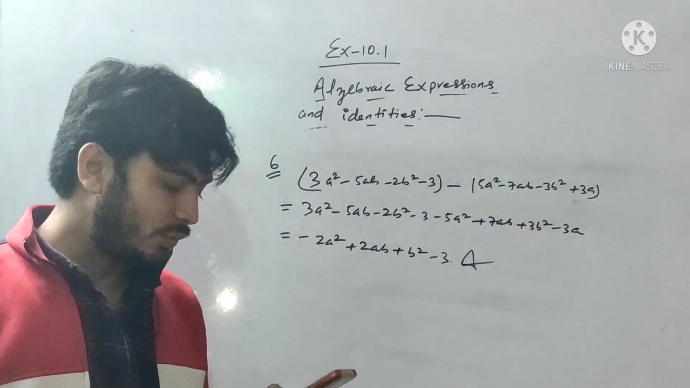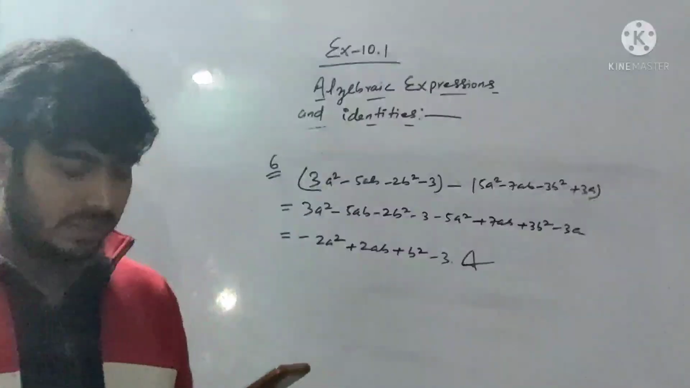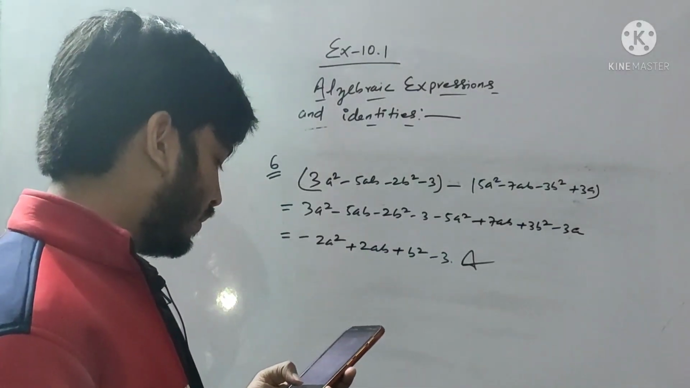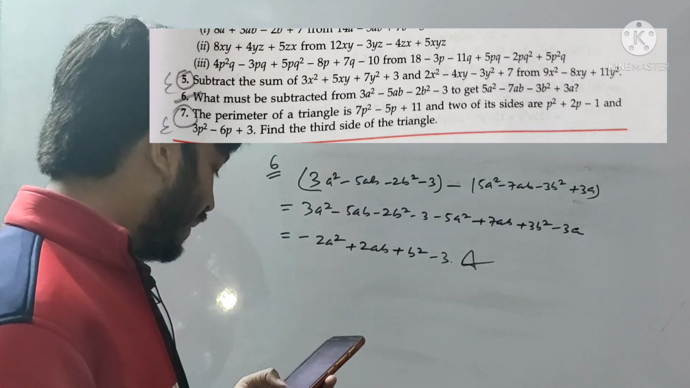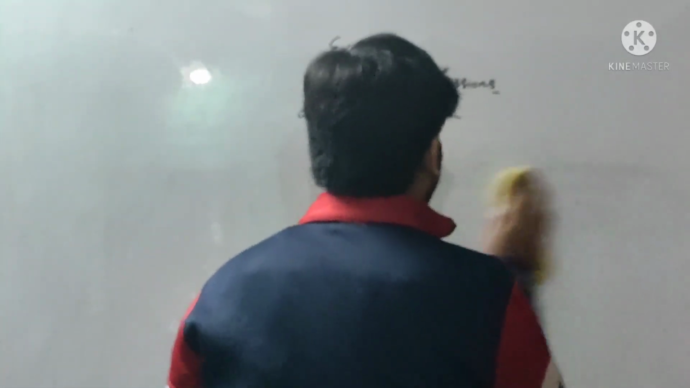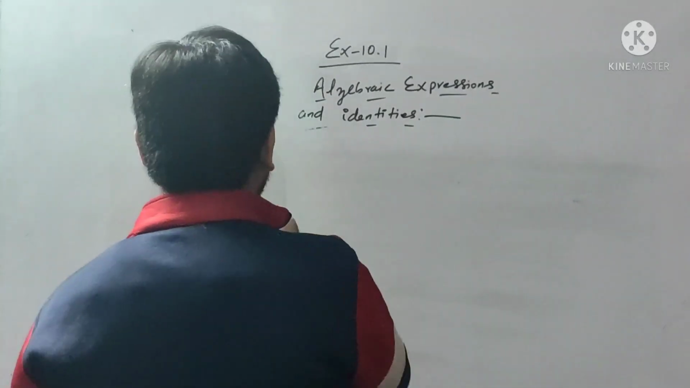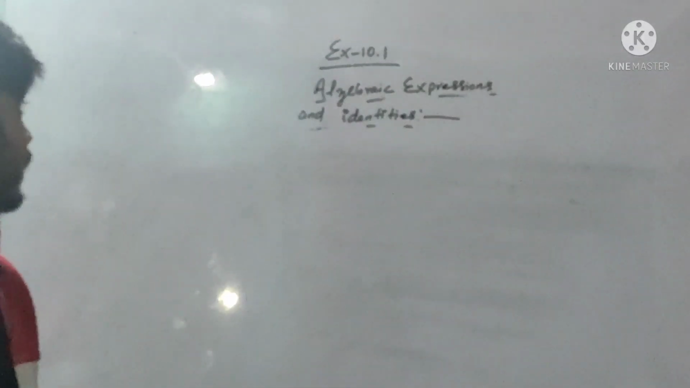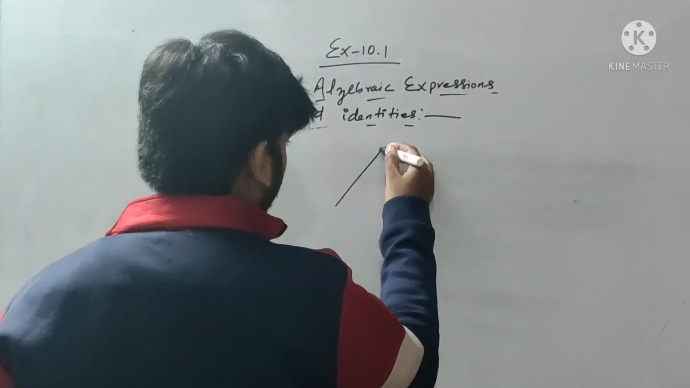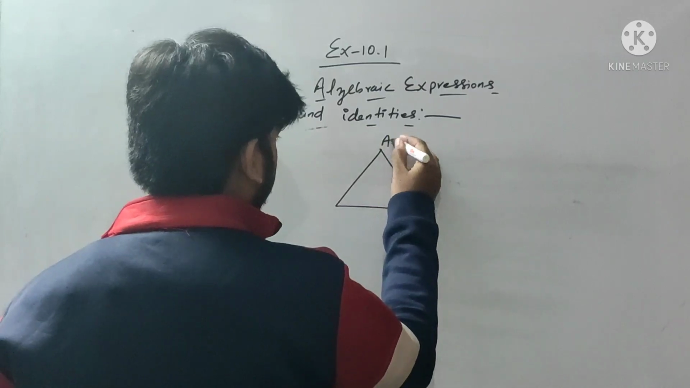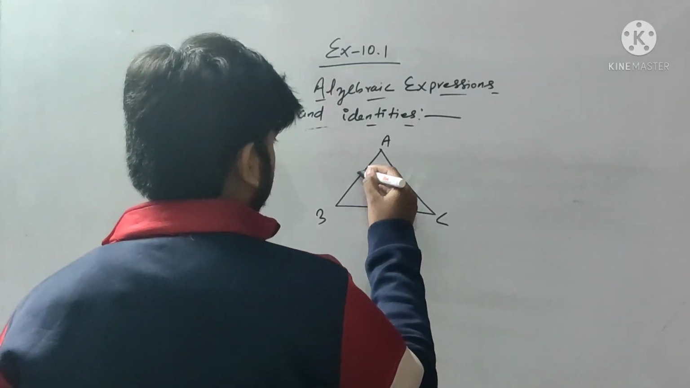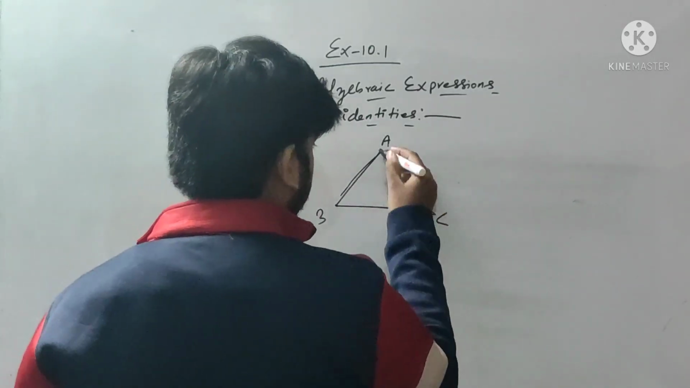Now here is the last question of this exercise actually. The perimeter of a triangle is given and two of its sides are given by this. So we need to find out the third side of the triangle. So first of all we will understand the basic concept related to the triangle. If I draw a triangle like that, A, B, C. Okay, in this, AB is a side, BC is a side, and AC is a side.